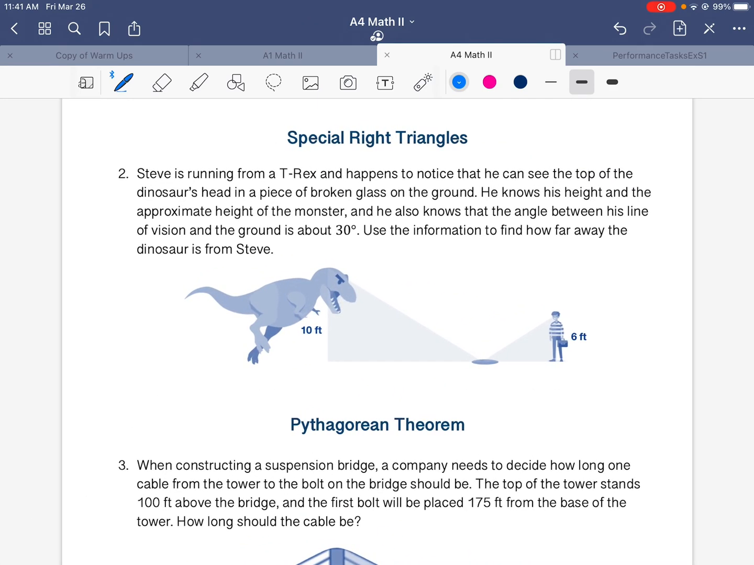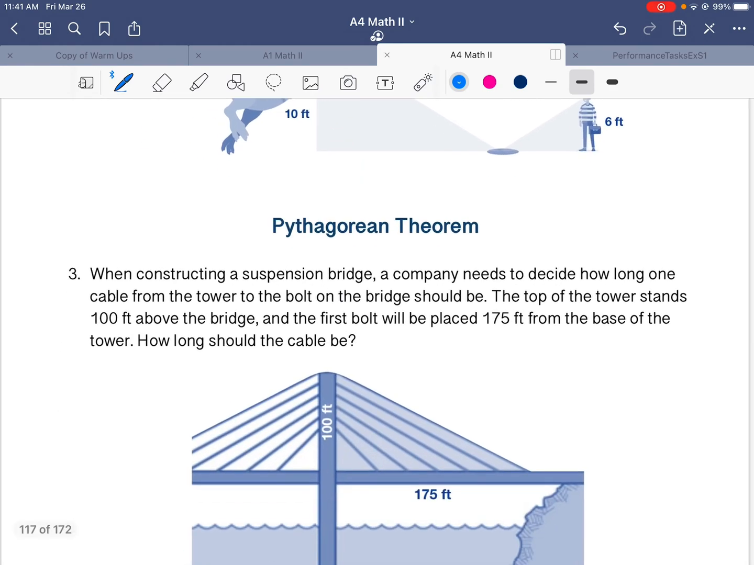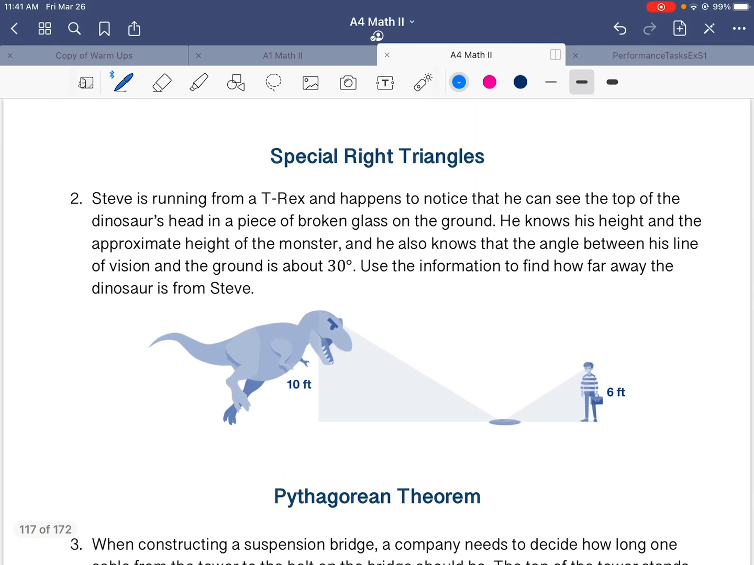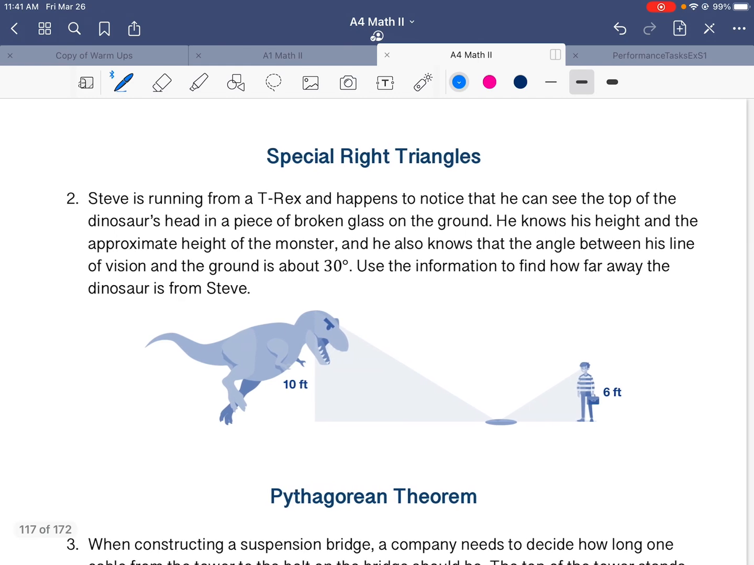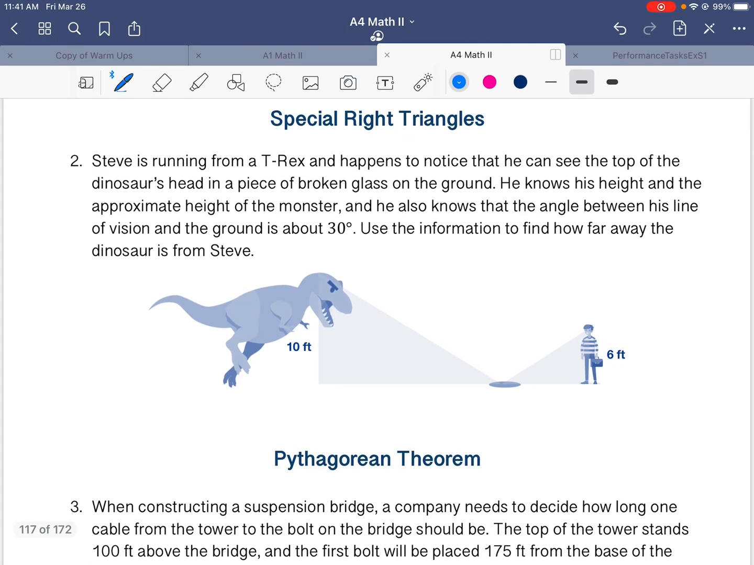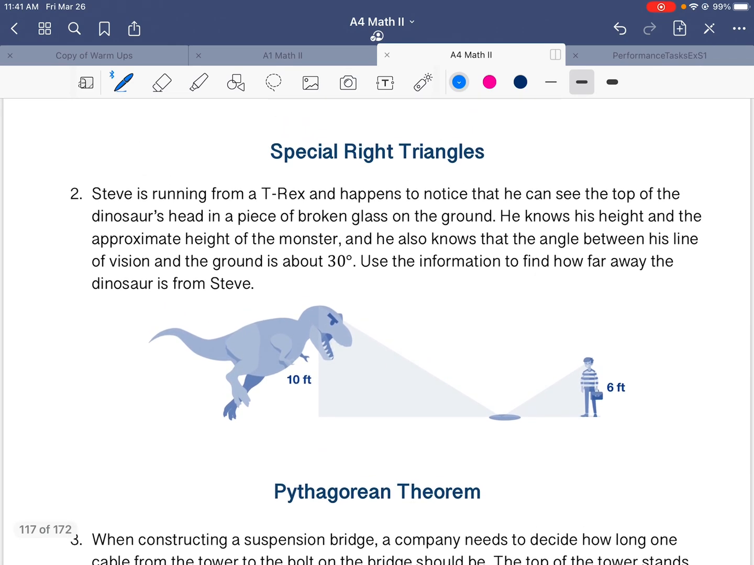There's also some other kinds of applications here. The first being special right triangles, like we learned about last time. So this is, of course, a very silly problem, but it's using the idea of special right triangles and similar triangles, because special right triangles kind of come from the idea of similar triangles. So Steve, our guy, is running from a T-Rex and happens to notice that he can see the top of the dinosaur's head in a piece of broken glass on the ground.